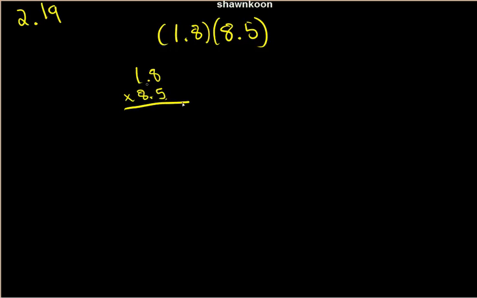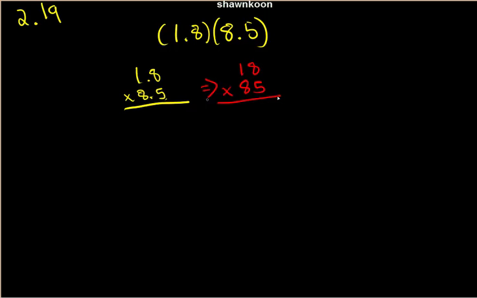People get scared when they see these decimal points. So how about we change this to normal multiplication? Instead of 1.8, we can just say 18. And instead of 8.5, we can just say 85 and multiply. So now it's just simple multiplication.